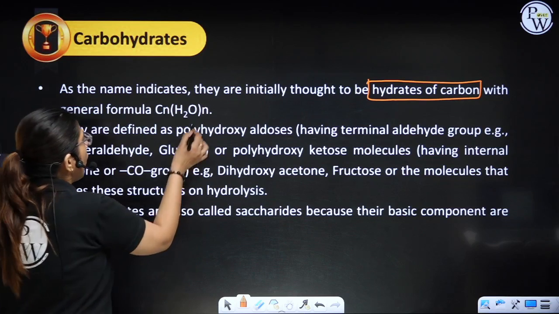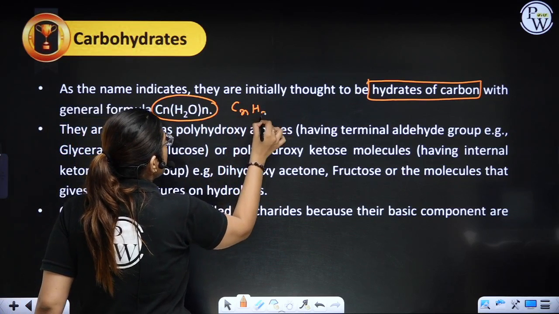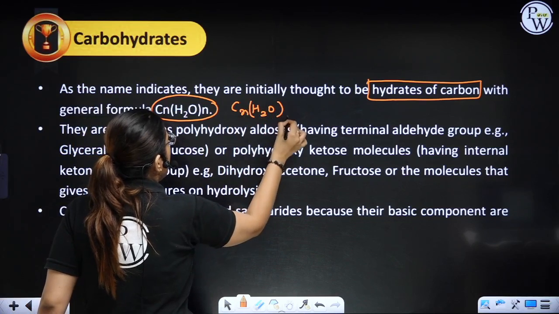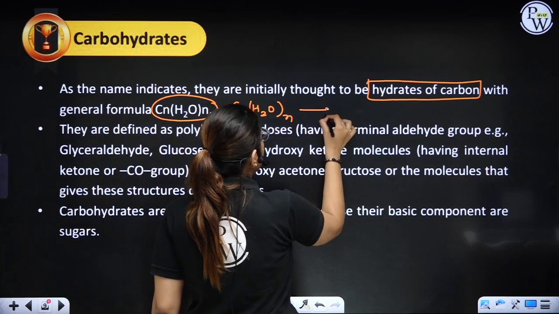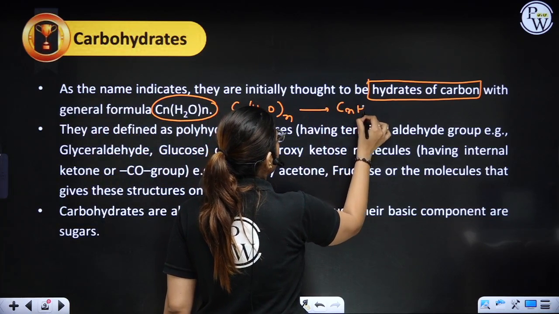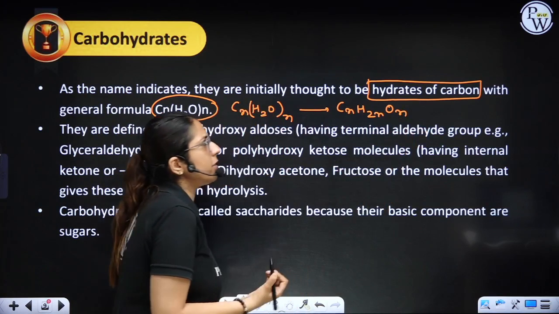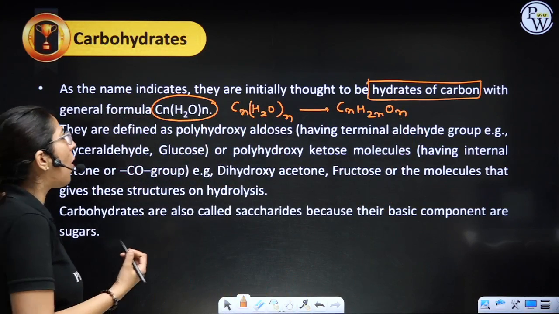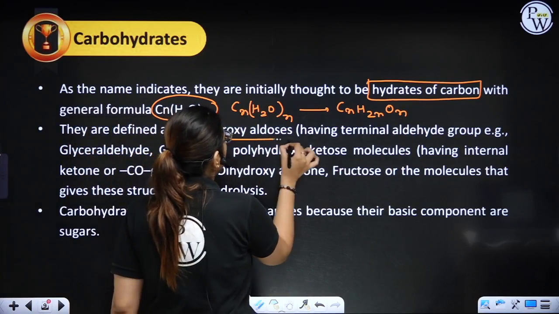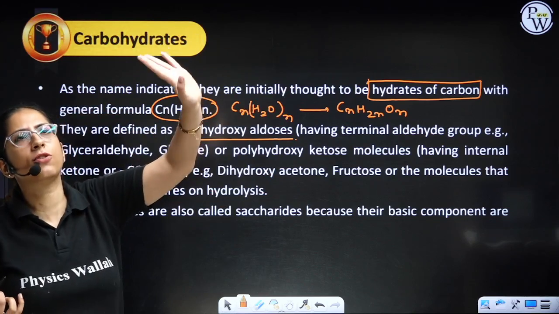Their general formula is Cn(H2O)n, right? Or you can also write it as CnH2nOn. This is also one of the ways by which you can write. They are defined as polyhydroxyaldoses. Aldoses, the name is given, they are hydrates of carbon. They are chains of carbon present.